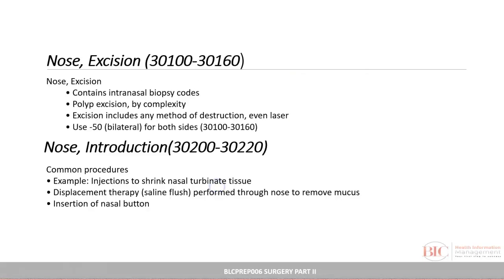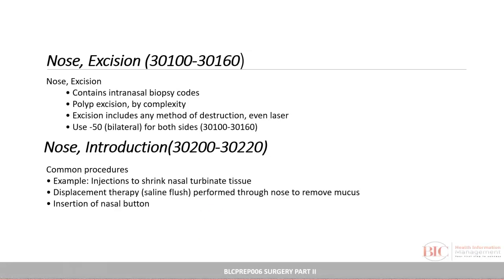Supplies, you would. So an excision nose, this is where you'll find codes for biopsies and polyp excisions by complexity. The excision includes any method of destruction, even laser. So if they're doing cryotherapy by laser, that's included with the code, so you would not code that separately. And again, you would use modifier 50 if they're doing both sides.